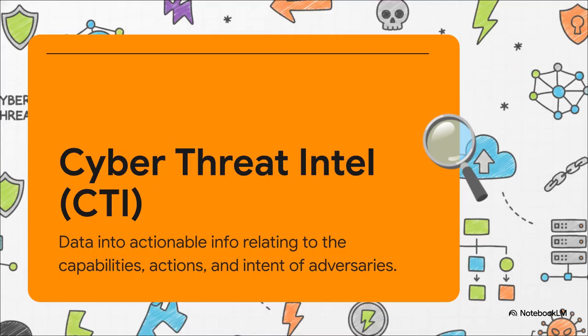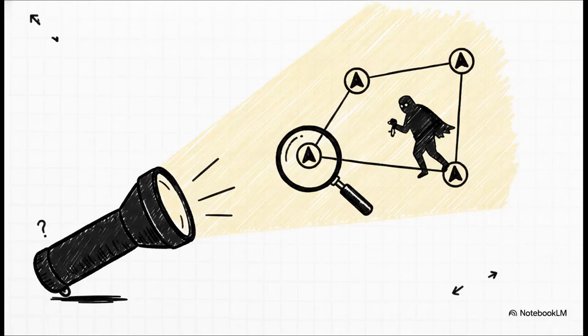So we need to get on the same page about what cyber threat intelligence, or CTI, actually is. Our source defines it as the collection, processing, organizing, and interpreting of data into actionable information relating to the capabilities, opportunities, actions, and intent of adversaries. Okay, that's a mouthful, but look at the keywords there: actionable, intent, and adversaries. CTI is a highly tailored, actionable context engine. It is absolutely not just some raw data feed of IP addresses that you blindly plug into a firewall and hope for the best. Think of CTI like a high-powered flashlight in a pitch-black room.